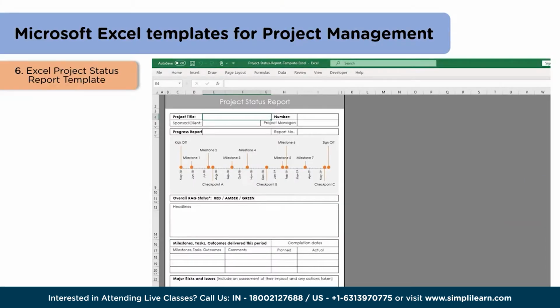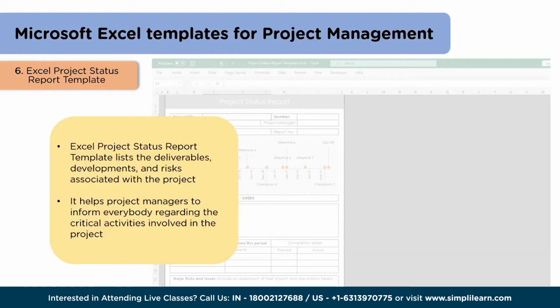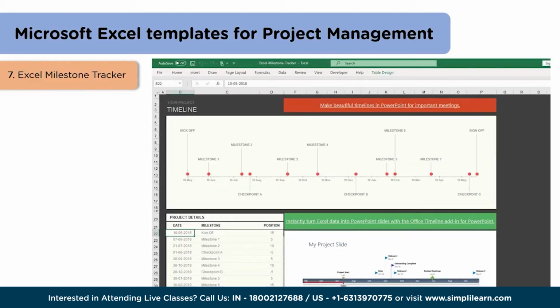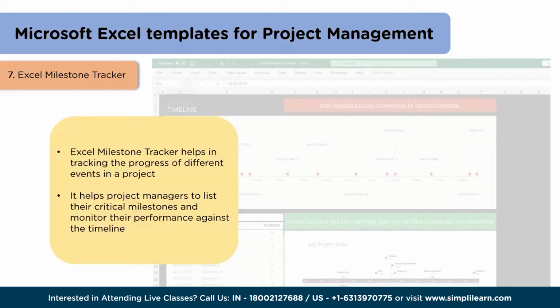Moving forward, the next template we will see is the Excel Project Status Report template. This template helps us have a list of project deliverables and the risks associated with that project. This template helps the project managers learn about different crucial activities involved in a project. After this, we have the Excel Milestone Tracker. The milestone tracker helps us in tracking or monitoring different tasks in a project. Project managers use this template to monitor the project performance with respect to the timelines.